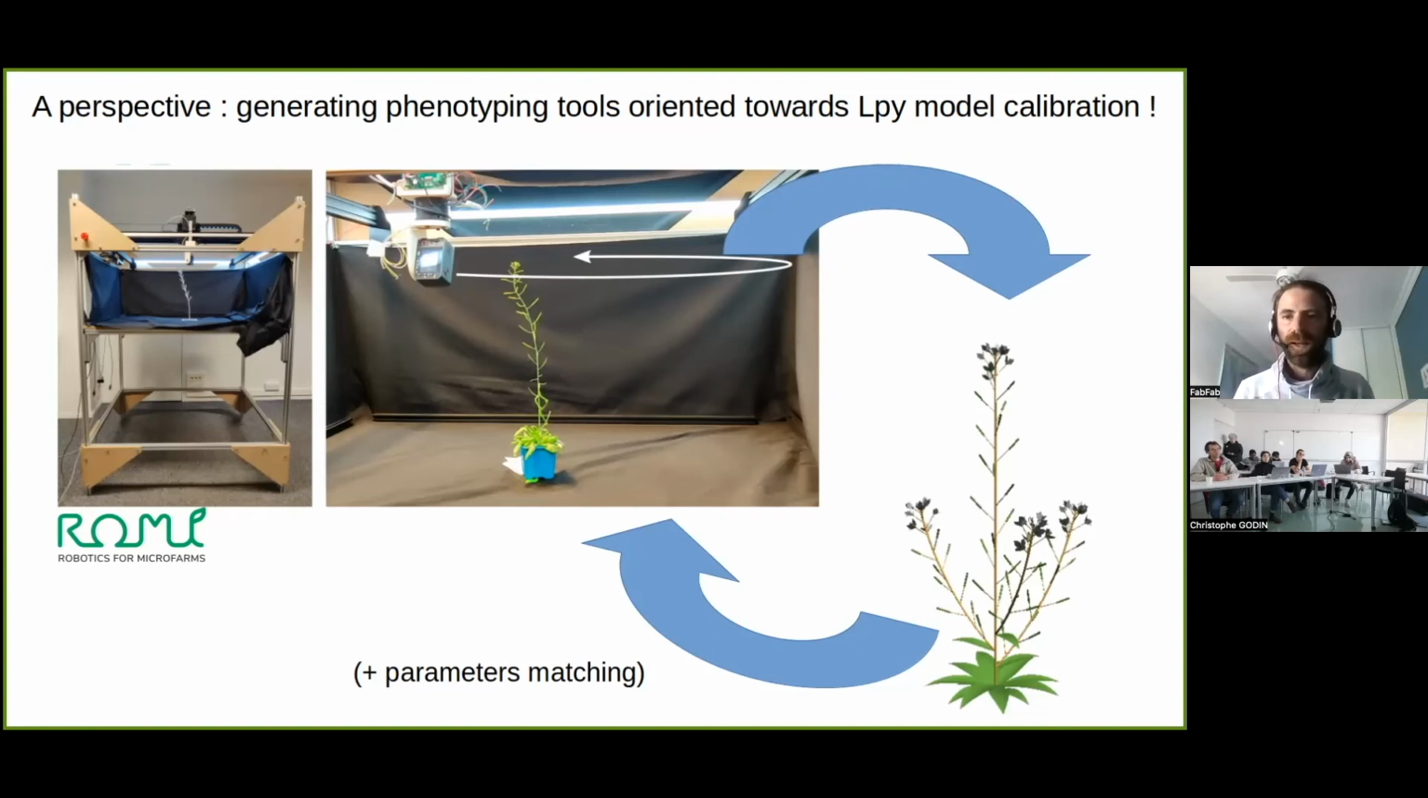Okay, and then of course you make a virtuous circle. Once you have a better model, you can use your model to make even better extraction and better phenotyping experiments. Okay. So I think that's what I wanted to present to you today.